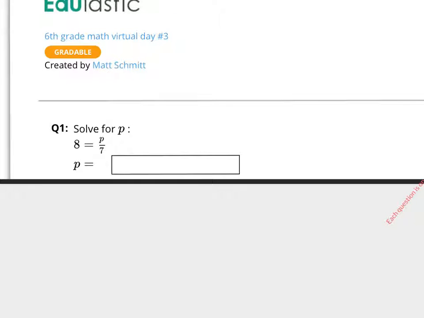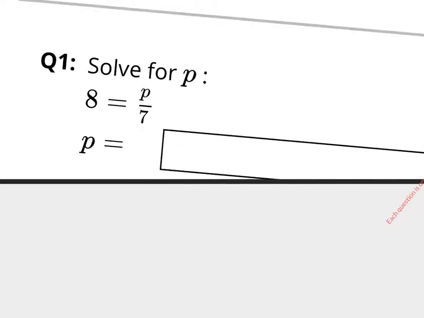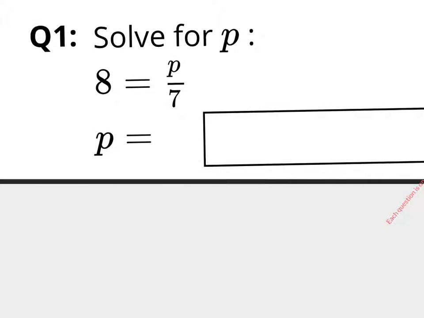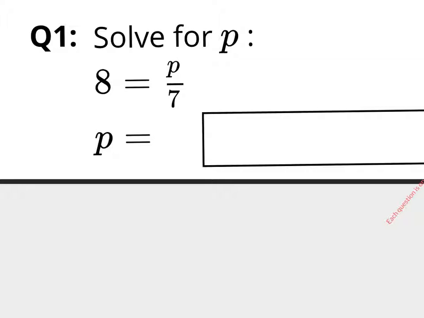So we're going to go over your virtual number 3 assignment, make sure we understand what the answers were and why. So the first question, they want us to solve for the variable. We've been doing a few of these on the virtual assignments lately. Remember, solving for variable, we're doing opposite operations.